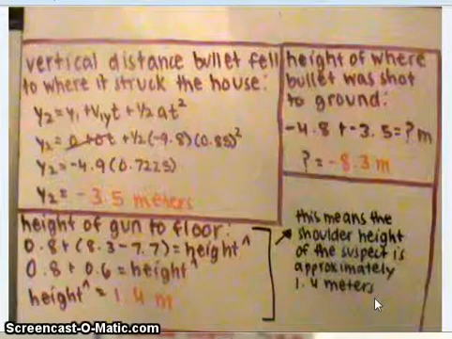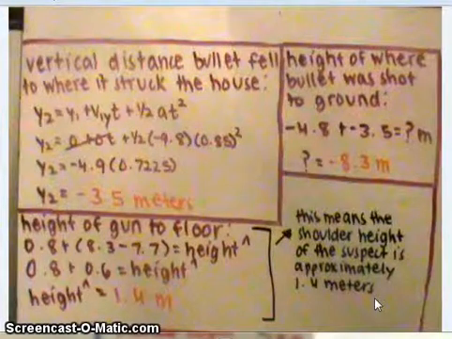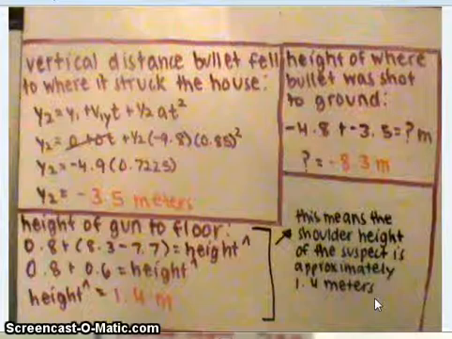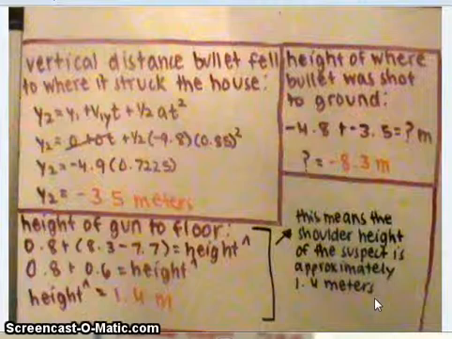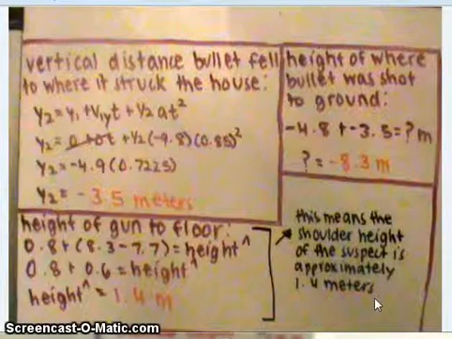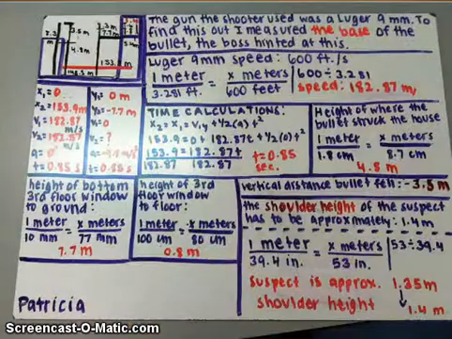This means that the shoulder height of the suspect is approximately 1.4 meters. And it's shoulder height because the suspect can't be 1.4 meters tall, because no one would shoot a gun from the top of their head. They would pull out their arm and it would be at shoulder height.